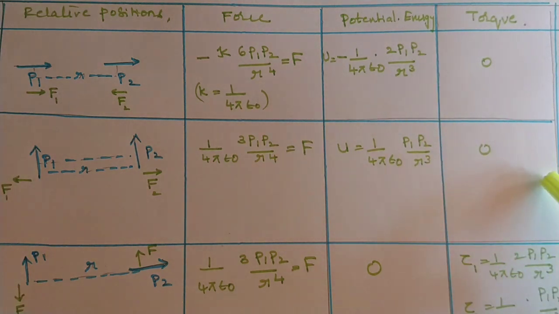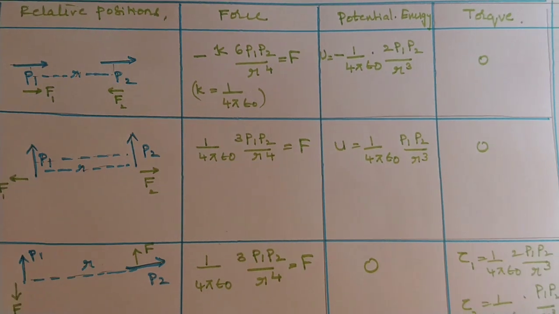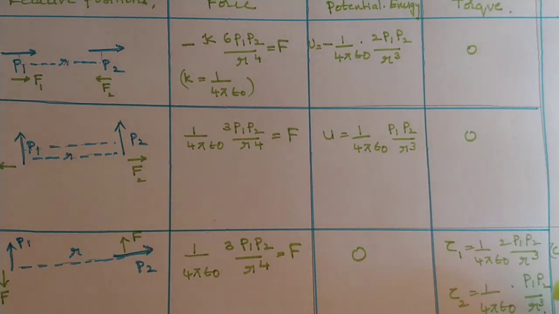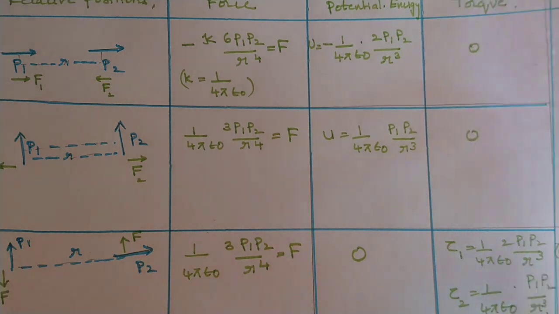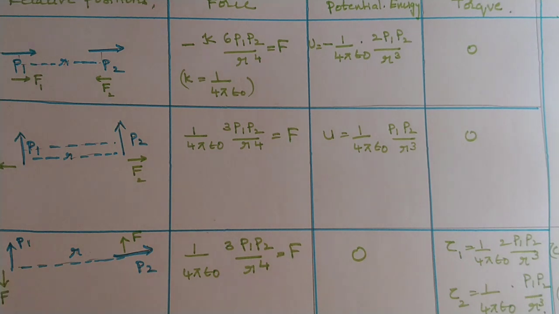Again torque is 0. Whereas when the two dipoles are perpendicular, separation distance is small r. We have calculated the force. Potential energy was 0. And now the torque acting on the two dipoles is not the same. On the first dipole, it is K into 2 P1 P2 by R cube. On the second, it is 1 by 4 pi epsilon naught P1 P2 by R cube. So this is all about the interaction of dipoles.